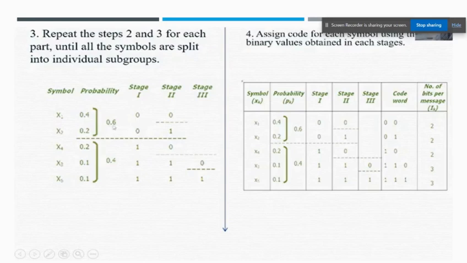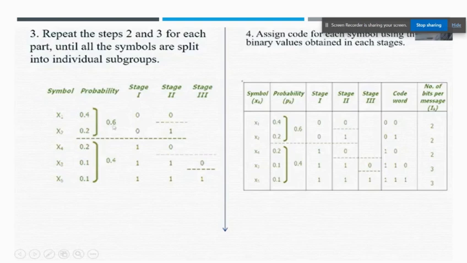In procedure number 3, we repeat the steps until all the individual subgroups are formed. Now we see that in stage 2 we are splitting the stage 1 upper set into 00 and 01, and the lower set in stage 1 is split into two with equiprobability of 0.2 and 0.2, assigning 0 to the upper set and 1 to the lower set.